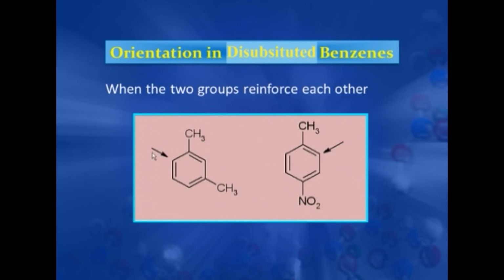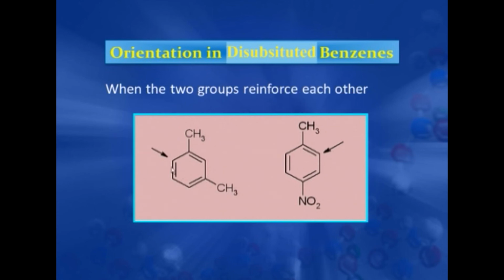For example, this is a methyl which has an electron donating inductive effect, and this is also a methyl which has an electron donating inductive effect. So, these 2 are ortho and para directors. This position is ortho to this methyl and this is para to this. So, both the groups orient the incoming group to the same position. So, this is the reinforcing of both the groups on the same position.